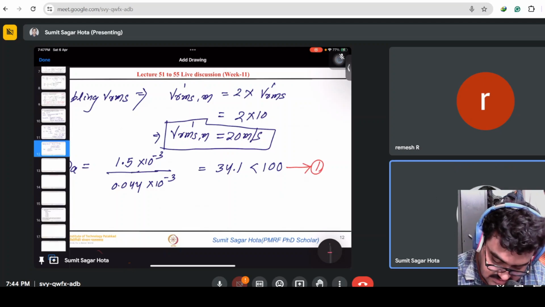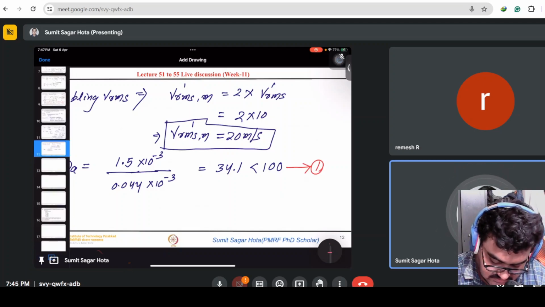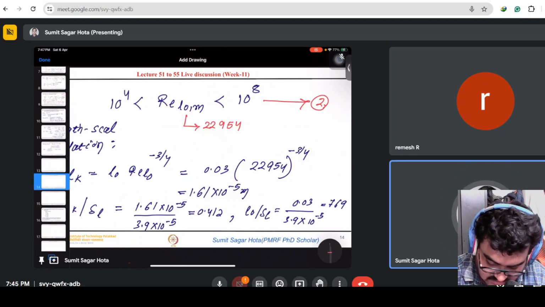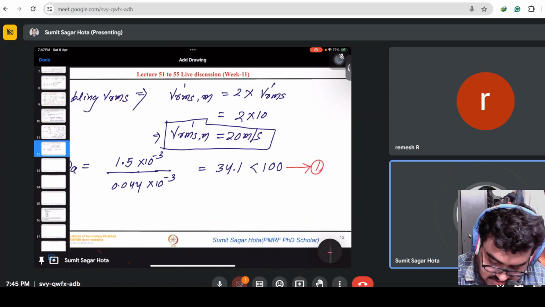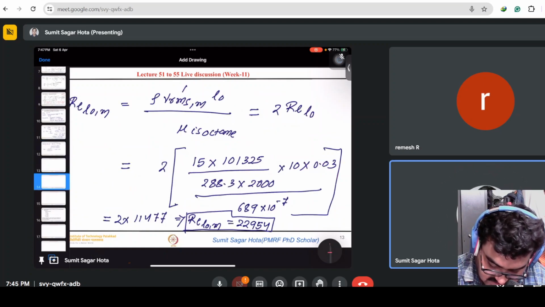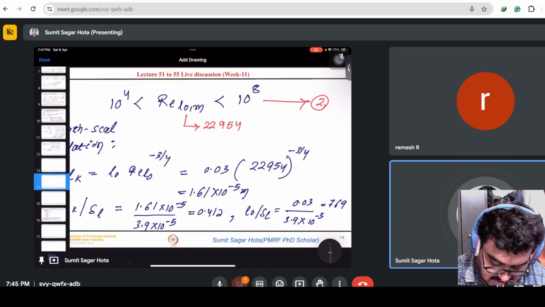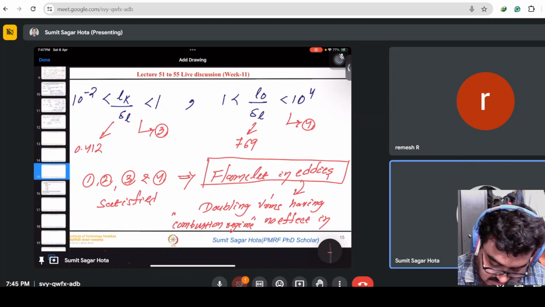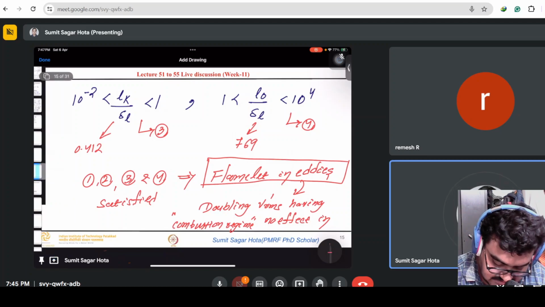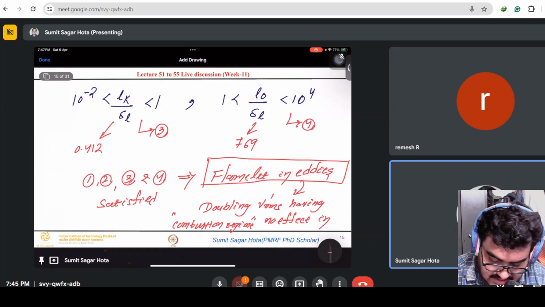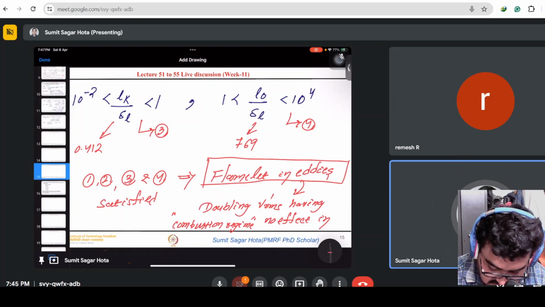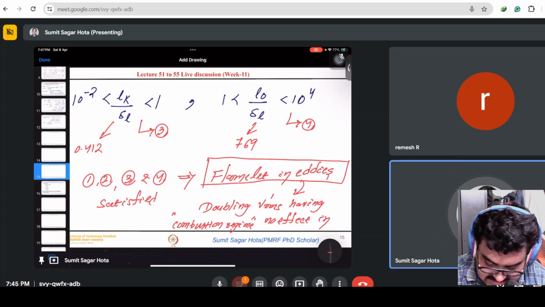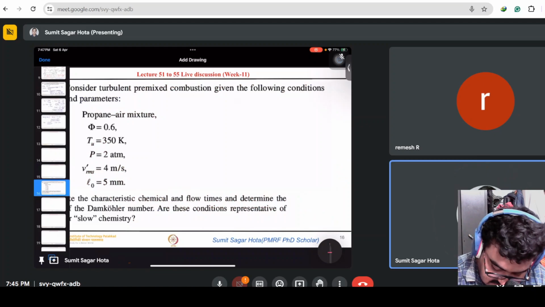Then these are the 4 conditions. You should also remember the 4 conditions for the flamelet regime. First is Damkohler number less than 100. Then 10 to the power 4 to 10 to the power 8 is the range of the Reynolds number. Then delta K by delta L should be between 10 to the power minus 2 and less than 1. And L naught by delta L will be in the range 1 to less than 10 to the power 4. These are the 4 basic conditions for the flamelet regime. Next.